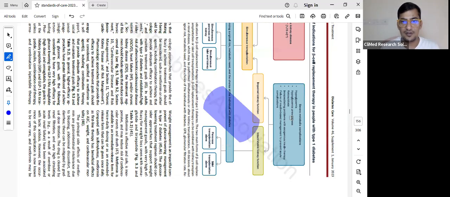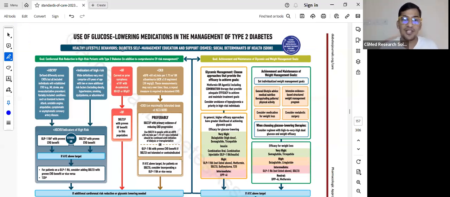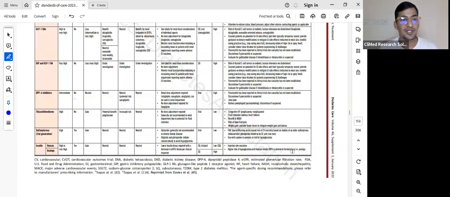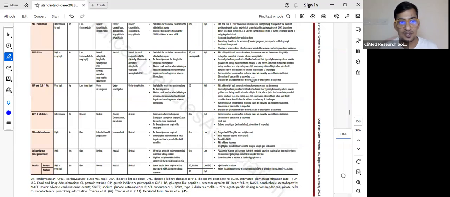Okay, here, see, use of the glucose. First of all, healthy lifestyle behavior, diabetes self-management education, and supporting system. And then based on the glucose achievements, you have to find out what to take up. First you have to take care with dietary and lifestyle modifications. If it doesn't work, then you go for metformin, and if it's not working again, then combination therapy. Then if it is not working again, you go for very high efficacy semaglutide, then high efficacy GLP-1 RA, and then DPP-4, and there are other things that we are going to discuss further.